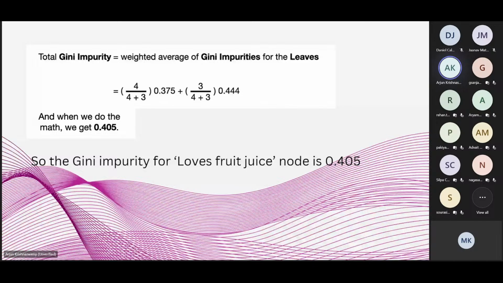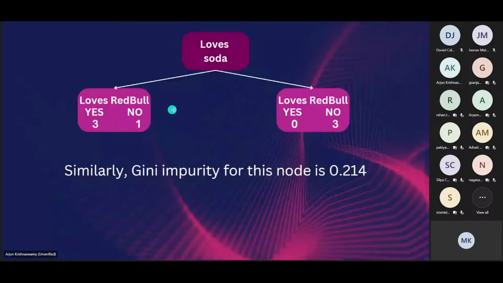Now, if you use loves soda as our criteria for classification, and perform the similar calculation, that is 1 minus (3 by 1 plus 3) whole square, etc., and then find the weighted average, we get the Gini impurity for this split as 0.214. And it makes sense. Earlier I mentioned that this split gives us a pure node, or a leaf node, because it has only people belonging to one class, that is people who don't like Red Bull.